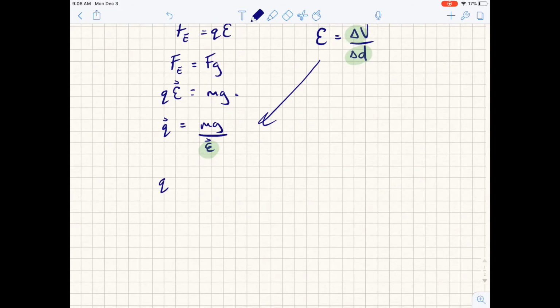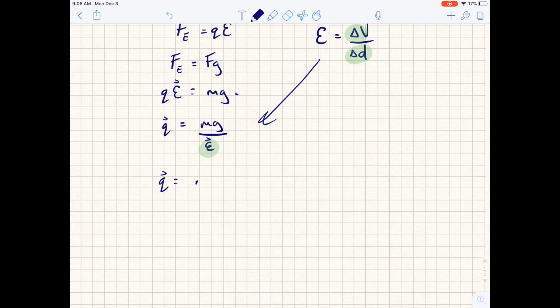We now have the Q of that oil drop is equal to the mass of the oil drop times the gravitational field strength near the surface of the Earth multiplied by the displacement of the two plates divided by the potential difference.